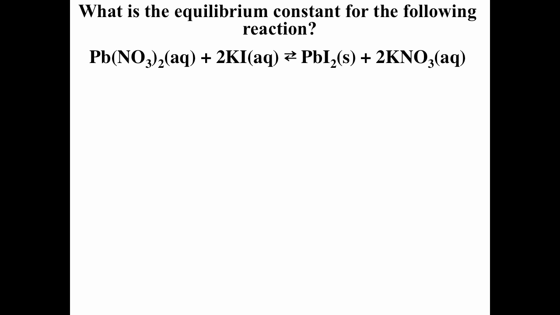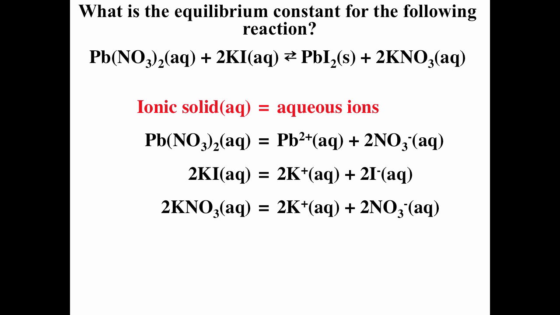And so again, we're asked for this reaction, what is the equilibrium constant? And so I don't see any acids or bases, but I see lead nitrate aqueous, which looks like an ionic solid in aqueous form. And so for ionic solids that are aqueous, I can write them down as aqueous ions. And so lead nitrate is actually equal to lead ions plus nitrate ions. Potassium iodide, aqueous, is potassium ions, iodide ions. And then potassium nitrate is potassium ions, nitrate ions.